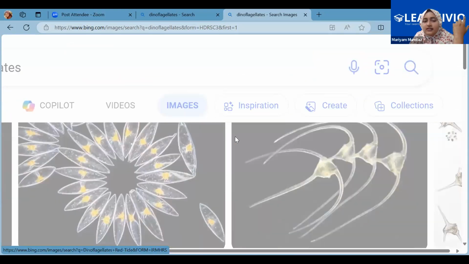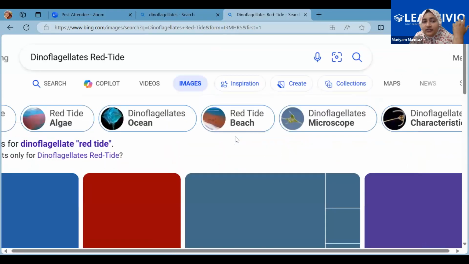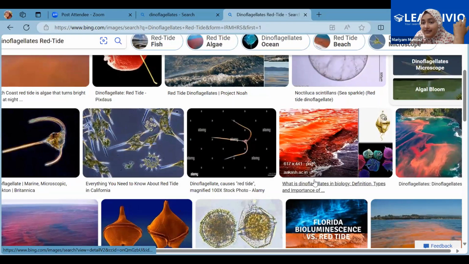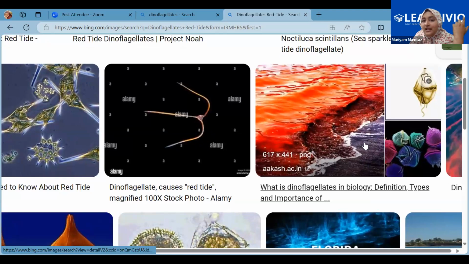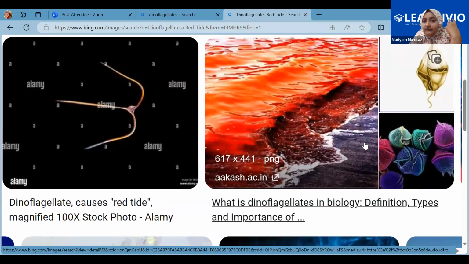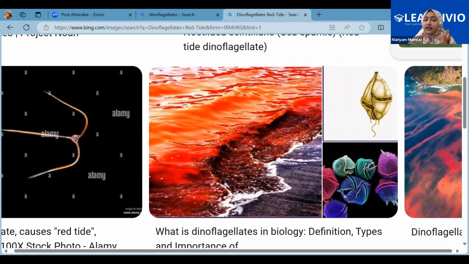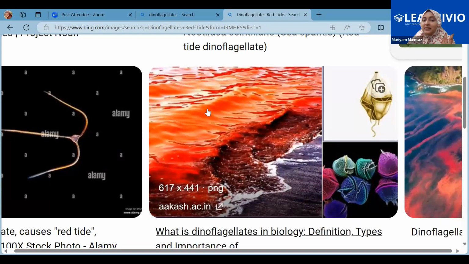Red tide. This is the most important phenomenon with respect to the dinoflagellates. The sea appears red because of their multiplication. When the red colored dinoflagellates divide a lot, and there are two species, Gymnodinium and Gonyaulax, they make the whole sea appear red in color.